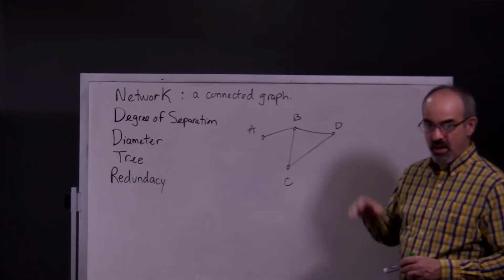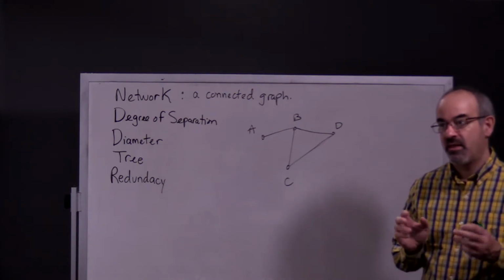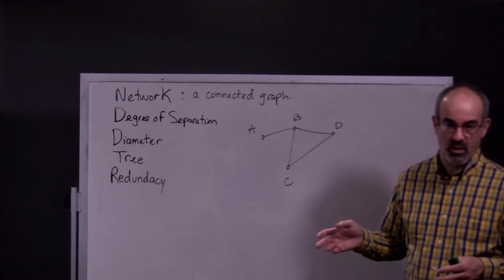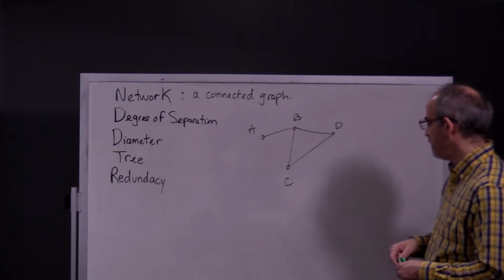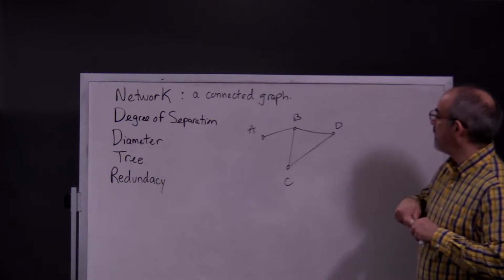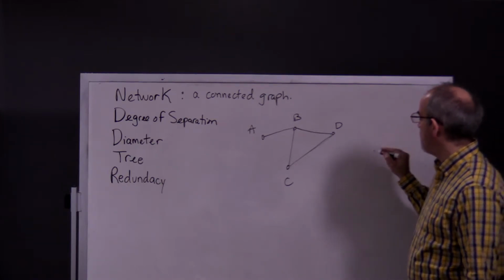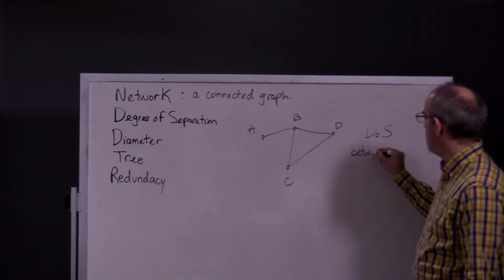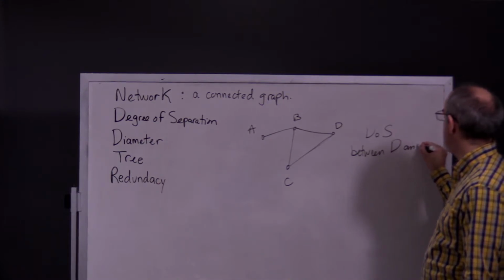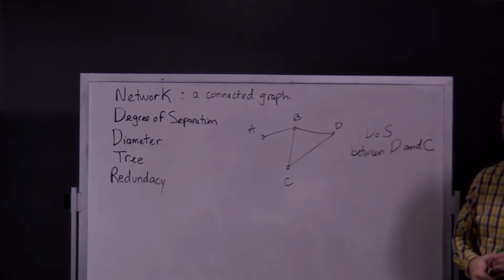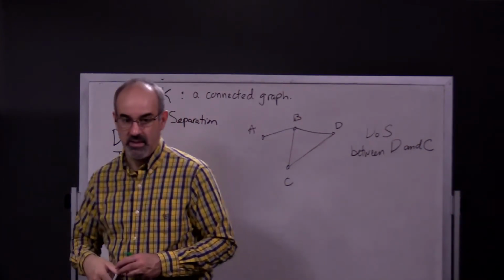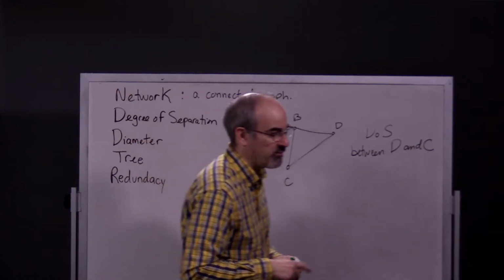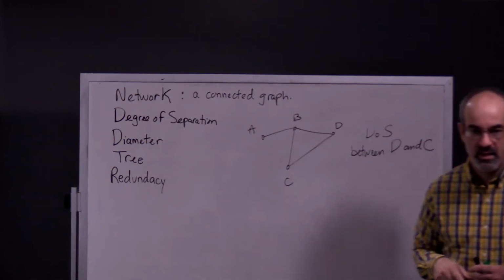Okay, degree of separation means the shortest path between one vertex or node and another vertex or node. So, in other words, what is the degree of separation between D and C? So I'll just write degree of separation between D and C. Well, it's the shortest way you could get from D to C. Think of it that way. Think of path lengths, things like that.